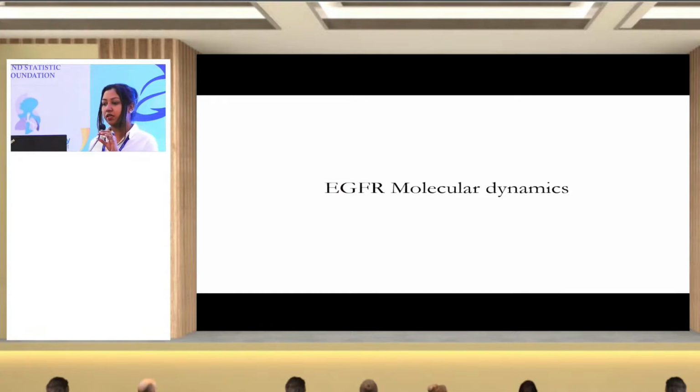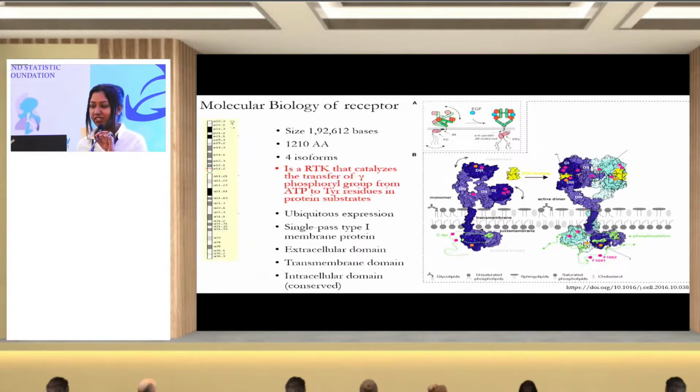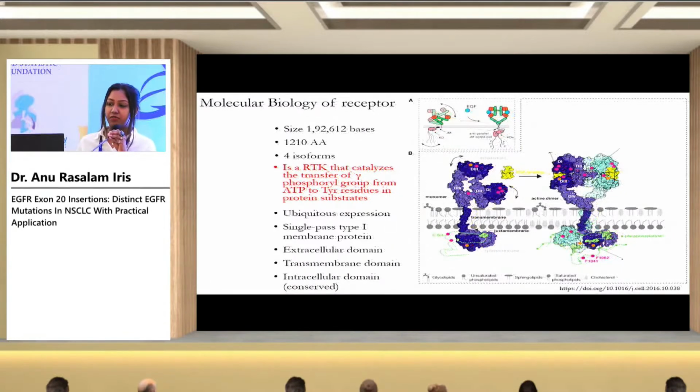So let's see what the molecular dynamics of EGFR is. We know that the gene lies on chromosome 7, region 1, band 1, and subband 2. The size is around 192,000 plus bases. The amino acid is of 1,210 size. There are 4 isoforms. And functionally, it's a receptor tyrosine kinase that catalyzes transfer of a gamma phosphoryl group from the ATP to tyrosine residues on the protein substrates.